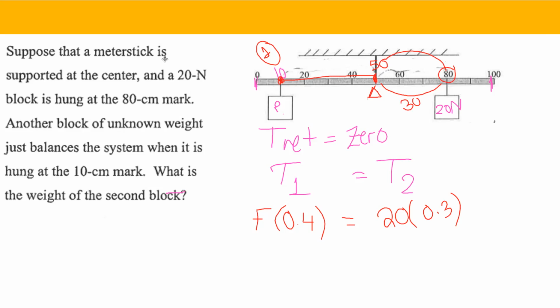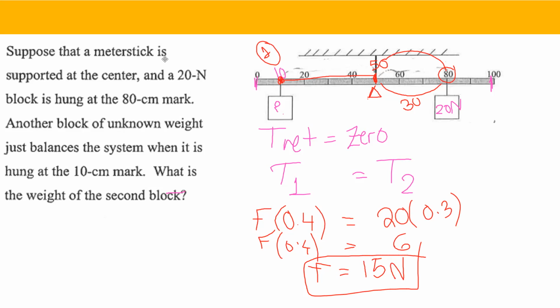Then we need to find the force. So 20 times 0.3, which is 6, equals force times 0.4. So 6 over 0.4 will be 15. So the second weight here will be 15 Newton.